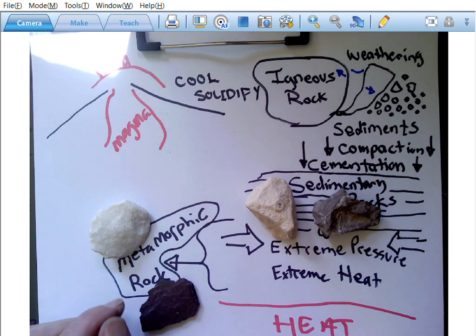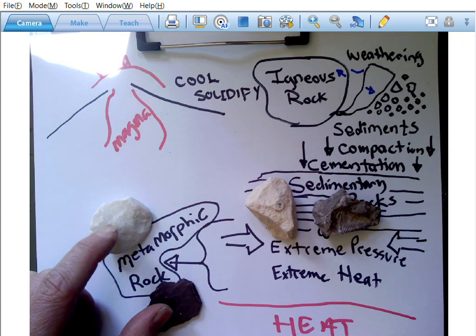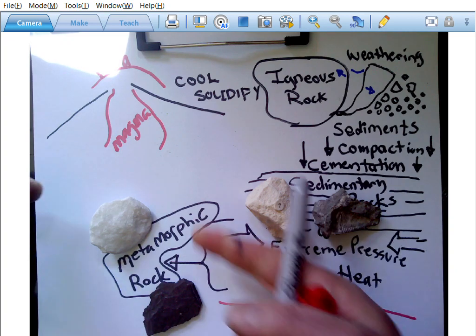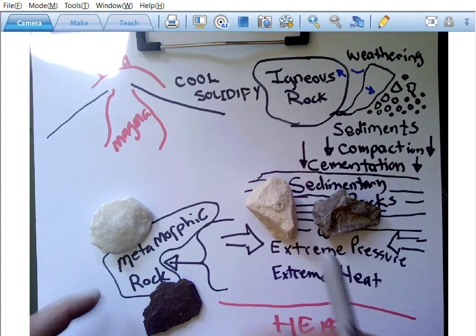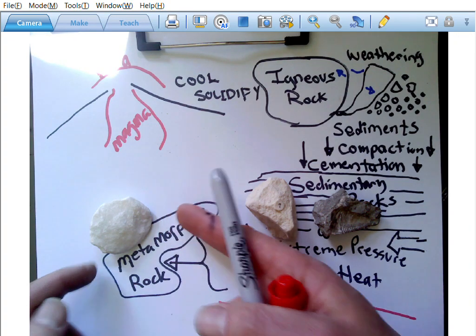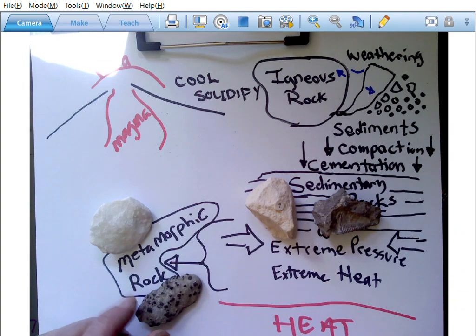Now there's a difference between foliated and non-foliated metamorphic rocks. These have no foliations, no lines in them, because the pressure was likely from all directions on these rocks when they formed. This rock most likely formed with pressure from all sides. Same with this rock. Pressure from all sides, there's no lines in it.